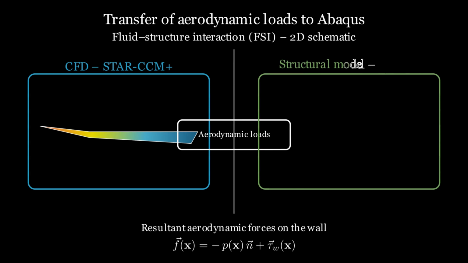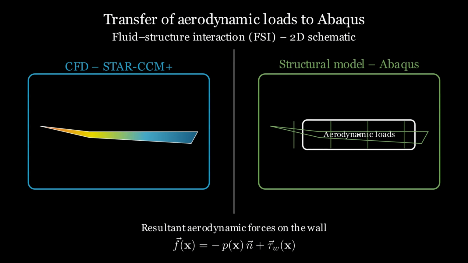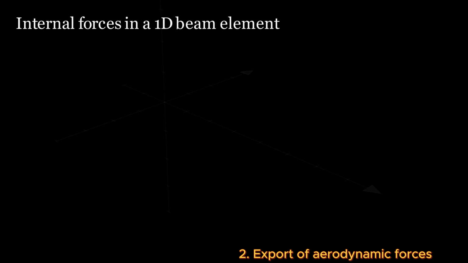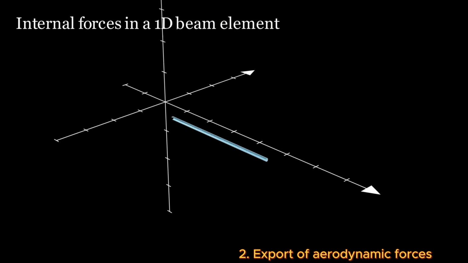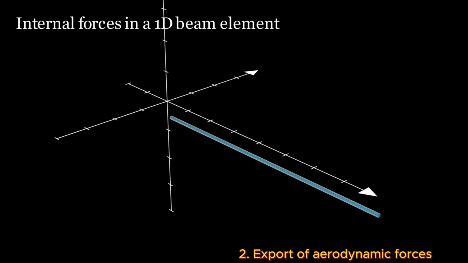The first case is when you model the wing in Abaqus using simplified 1D beam elements. In that situation, you don't need detailed 3D contour plots. Instead, what you need is the resultant force and moment generated by each wing segment.